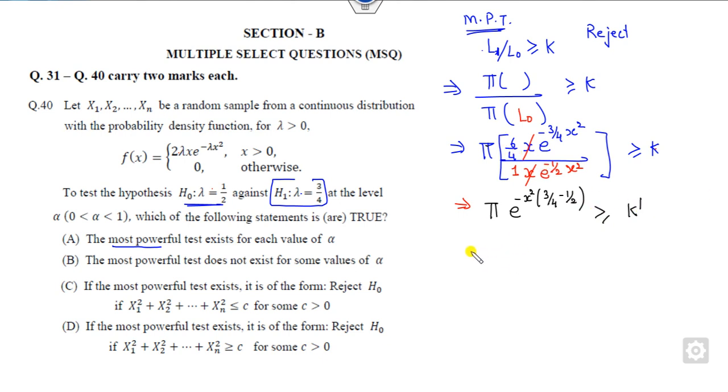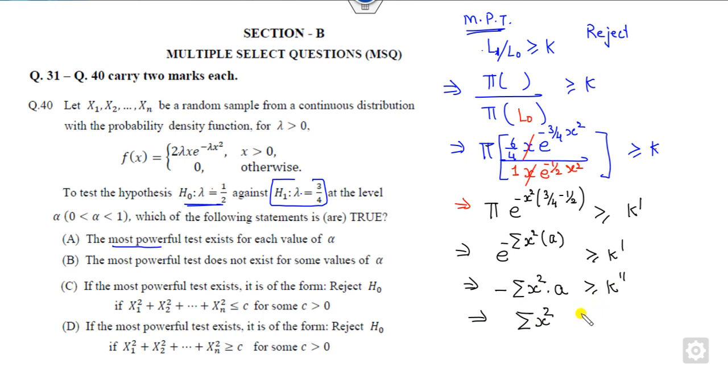6/4 is a constant, so I can write this value as the summation of x square times this constant value, say a, is greater than k dash. I can take the logarithm, so it's minus of x square, a constant value, so the logarithm is say k double dash. Minus I can take to the other side, so x square, a can be divided, so it's a constant, or my final constant is here. So this is the region of rejection.